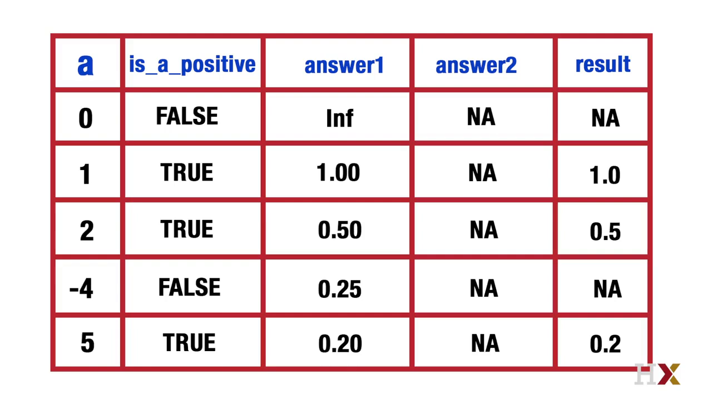So let's go down the list. 0, is it bigger than 0? No. So we return the second answer, the missing data. So the result column has an NA. Second one, 1, is it positive? Is it bigger than 0? Yes. So I'll return the first answer. 1 divided by 1 is 1. That's what I return. Second one, is 2 bigger than 0? Yes. I'll return the first answer, 0.5. Negative 4, not bigger than 0. I will return NA, the second answer. And finally, 5, which is bigger than 0, gets a true, and we return 1 over 5.